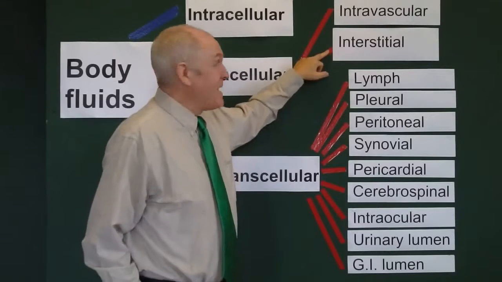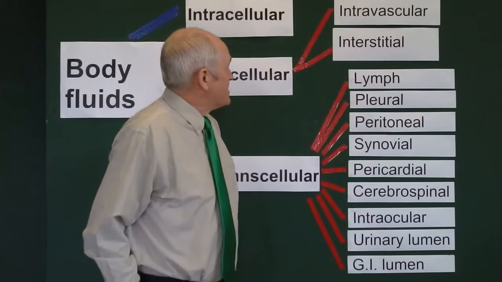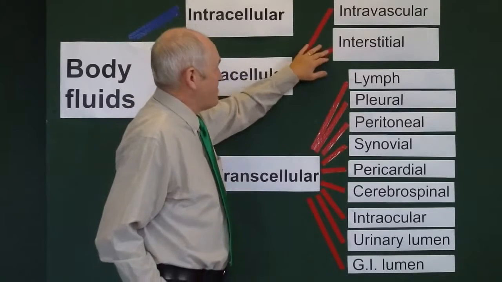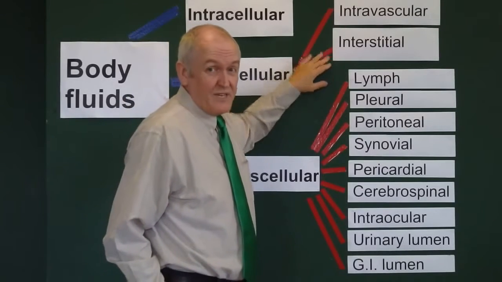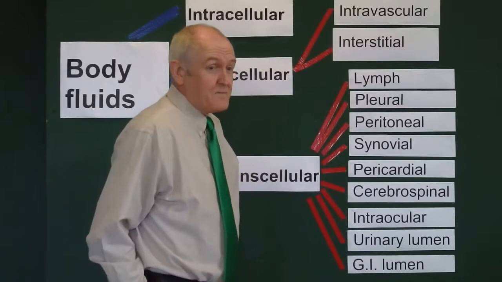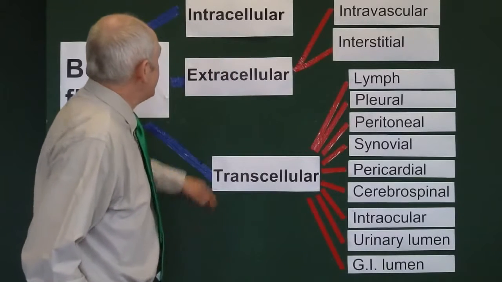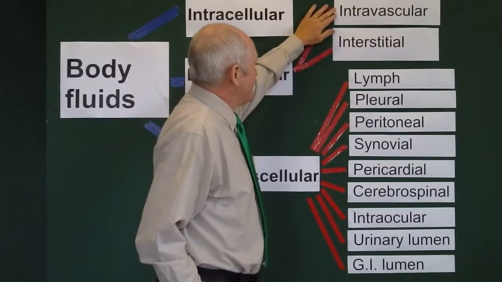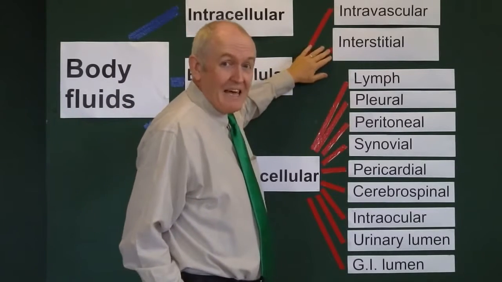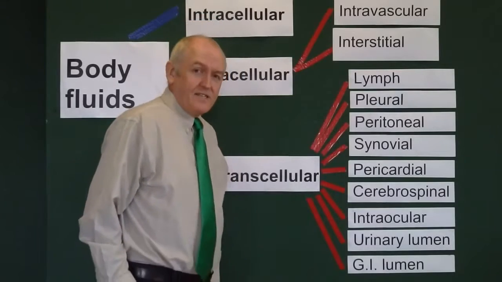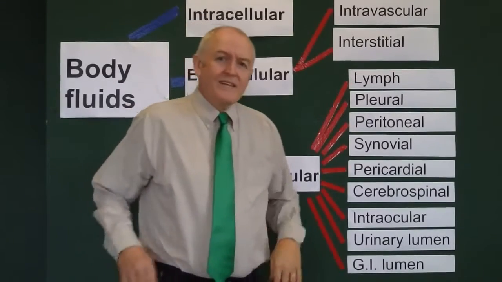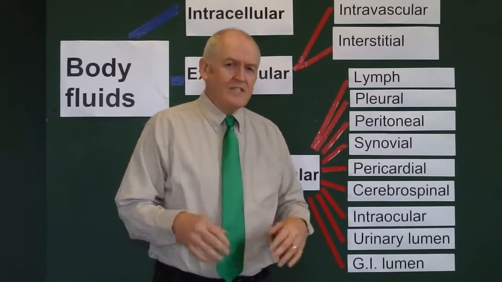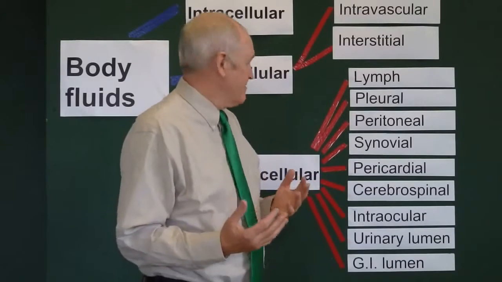And at any one time in this fit, lean young man, we're going to have about 11 litres of fluid in the tissue spaces. So about 28 litres in the cells, about 3 litres in the blood, and about 11 litres in the tissue spaces. So we can see this is neatly compartmentalised. It's not just sloshing around the place in some random way.